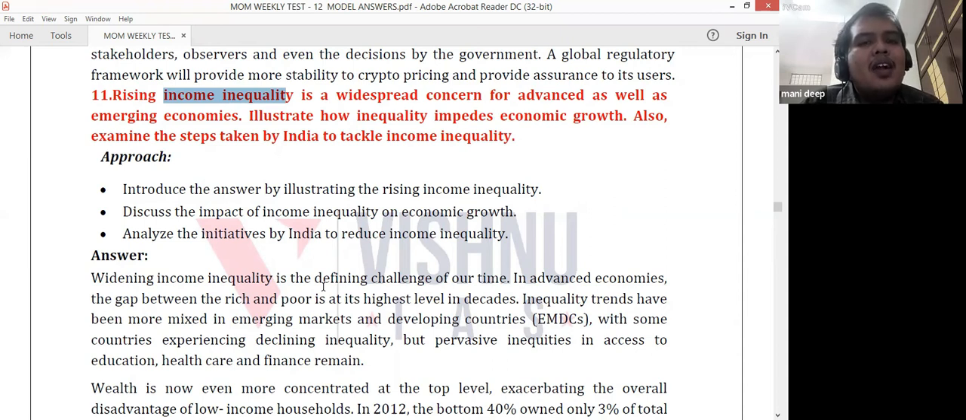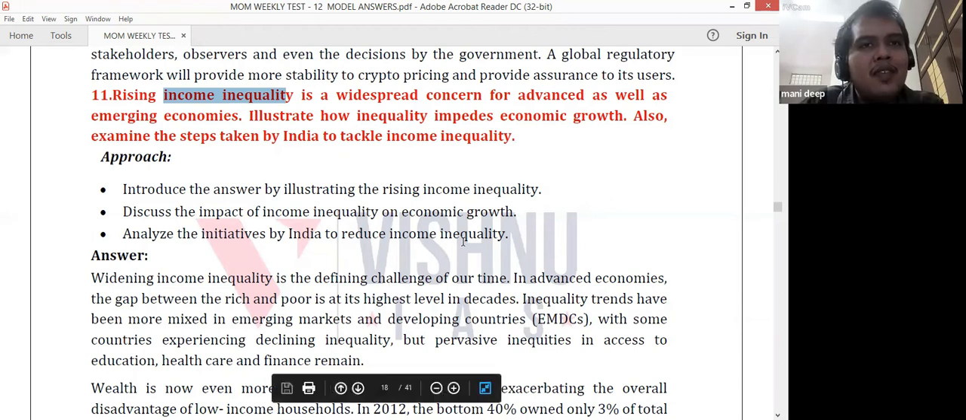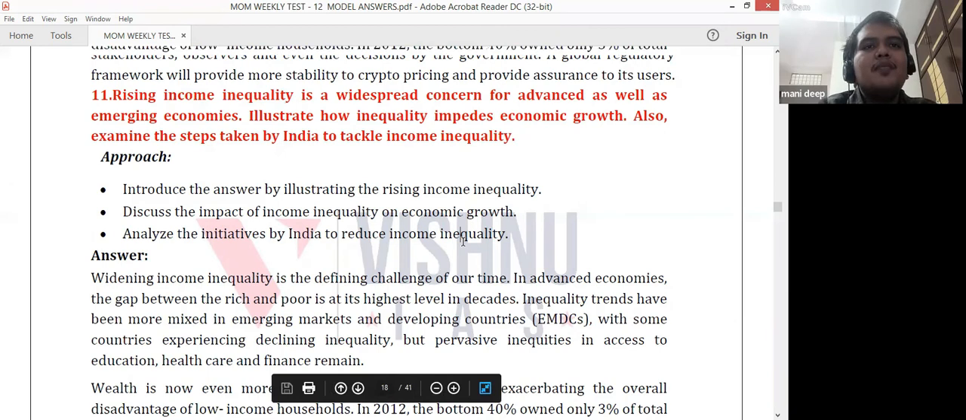One is you should focus upon improving the capability approach. Then the second thing is improving the tax collection from rich people. And the third thing is regarding the prioritization on social indicators or social infrastructure. These are the things you should write about in the issues to tackle income inequality.